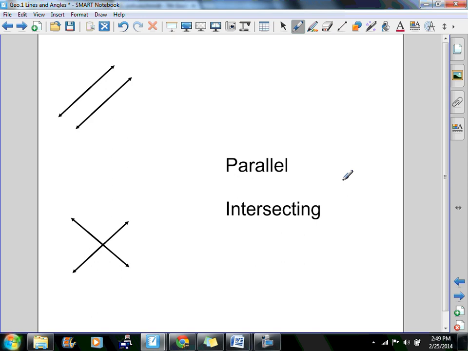Lines that are parallel will never touch. They'll run infinitely in both directions, and they have the same slope. This should be a review. Just a point. And intersecting are two lines that cross anywhere. So lines are going to be either parallel or intersecting, and if we're in 2 dimensions, which we will only be in 2 dimensions for the beginning of this unit.